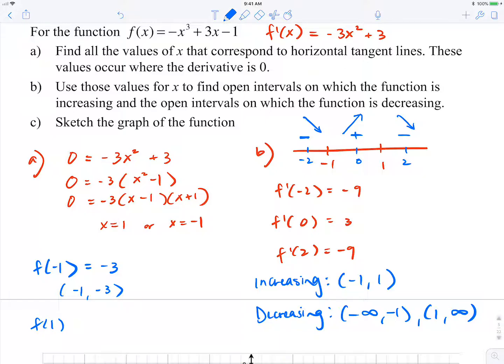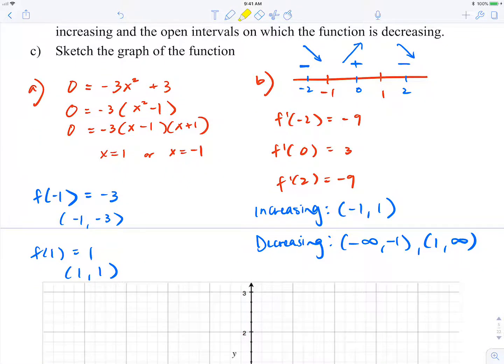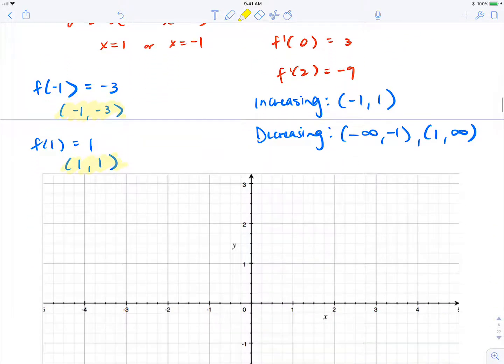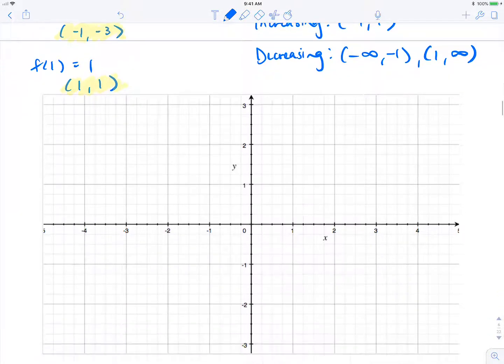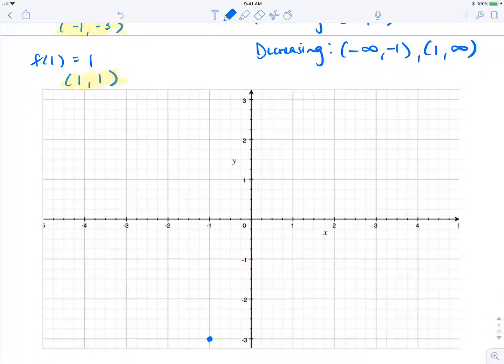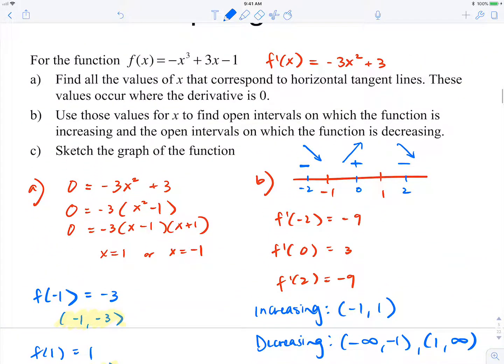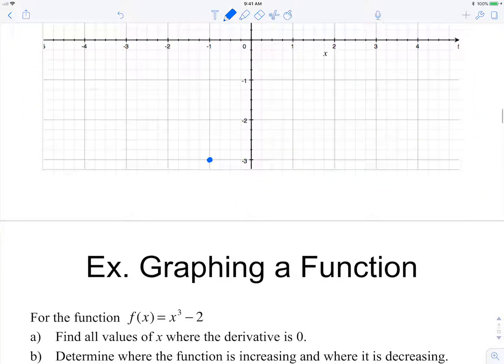And then to find f of 1, that would be -1 plus 3, so 2 minus 1, so 1, and the point 1 comma 1. Okay, so these are actually points that will lie on the graph of f. So let's go ahead and plot those. So -1 comma -3, that doesn't look right, huh? So that would be 1 minus 3, which is -2, minus 1, yeah, it would be -3.